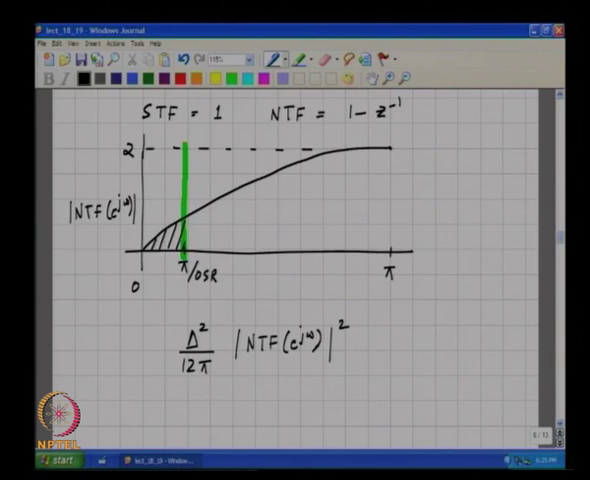But we know that we are going to take this and filter it with a brick wall filter going from 0 to pi by OSR. So, the noise power will therefore be, please note this is a function of frequency now. So, what should you do? You integrate this from 0 to pi by OSR. So, this gives you the in band quantization noise. Does it make sense? All right.